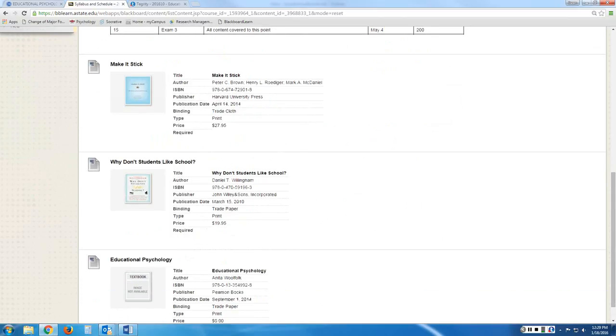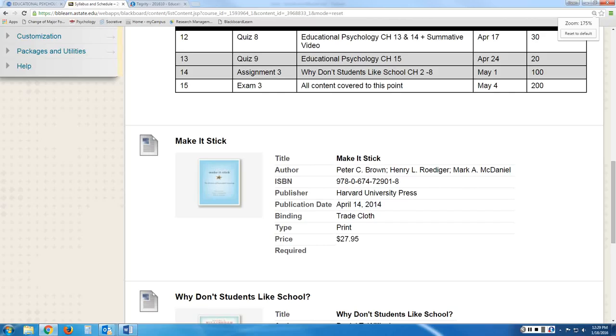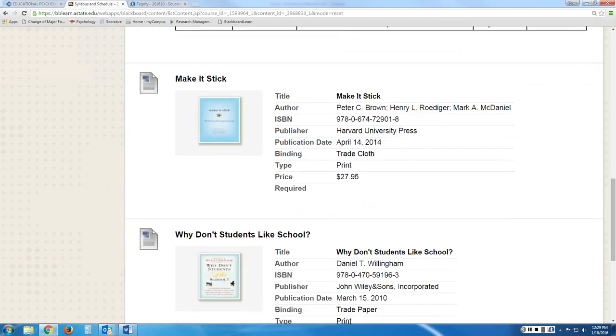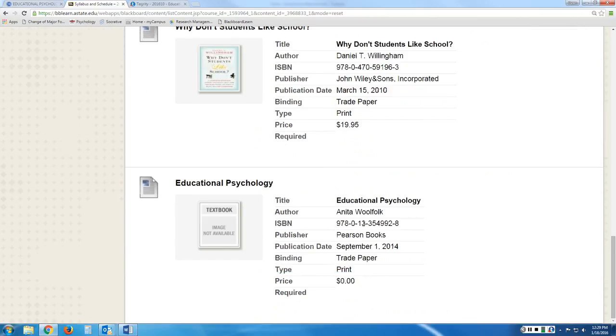Here are the required texts, and let me make this a little bit bigger so that you can see it right along with me. You've got two supplemental texts, which is what I will call them, and one primary traditional looking textbook. Now let me start with the primary traditional looking textbook. It's just called Educational Psychology. It's in the 13th edition.